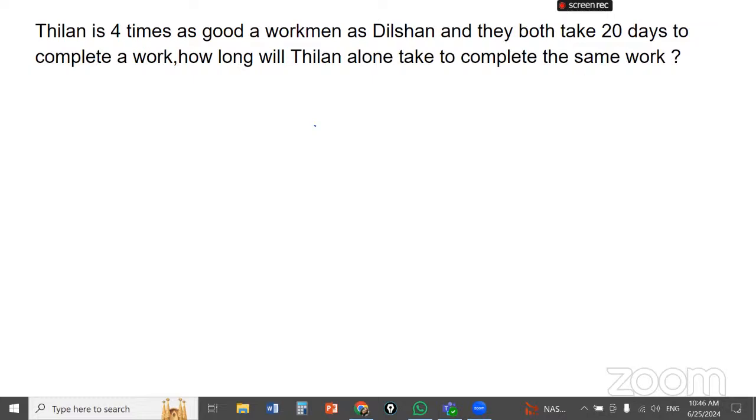Okay, so in our time and efficiency formula, we can use that and solve it very easily. We know that efficiency into time is equal to work done. Separately, Thilan is 4 times as good as Dilshan, and they both take 20 days to complete a work, right? So if we take the ratio, they are in the ratio 4:1. So totally it is 5.